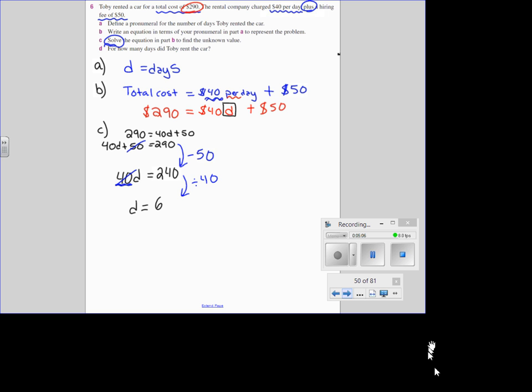So let's look at our last part of this question. Part D. It says, for how many days did Toby rent the car? Well, I just realized exactly what the answer to that question is. Since I set up an equation and I solved it and I found out that D is equal to 6, that means that Toby rented the car for 6 days.